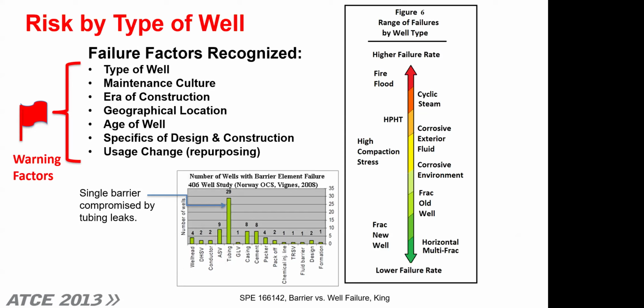And you see in the center there, the number of wells with barrier element failure. The single most likely type of failure is failure of the connections in the tubular strings, because these 8-round and buttress threads are not gas tight. And over time, they lose the seal. So those are some of the warning factors that you really need to look at. All right, next slide, please.